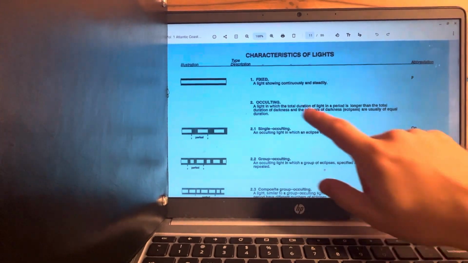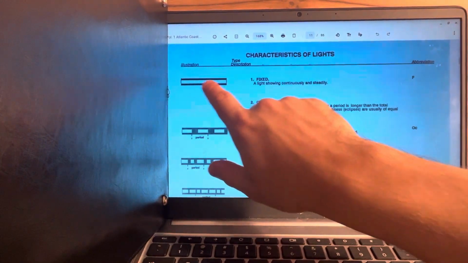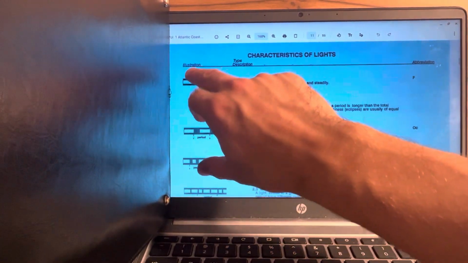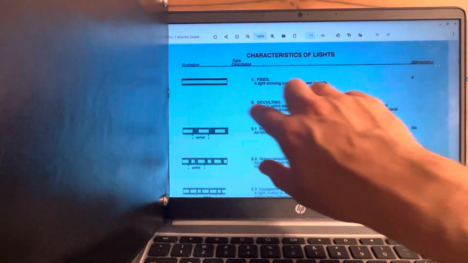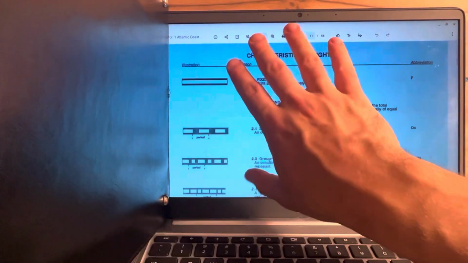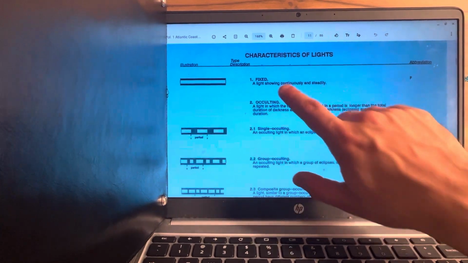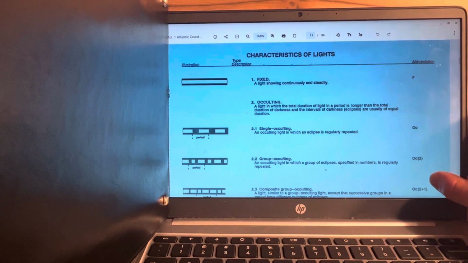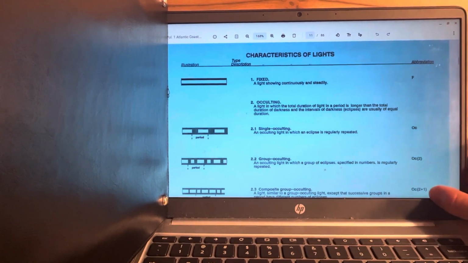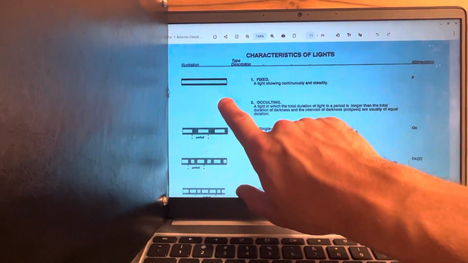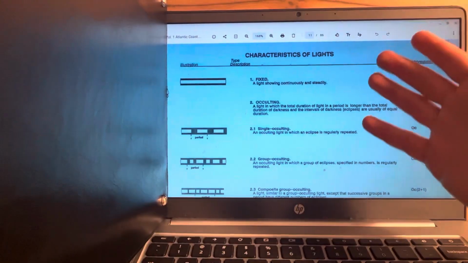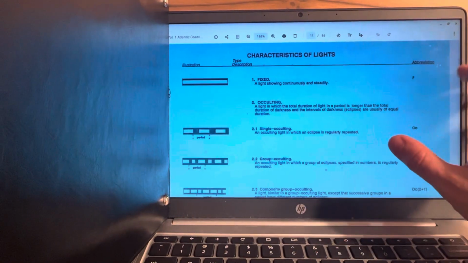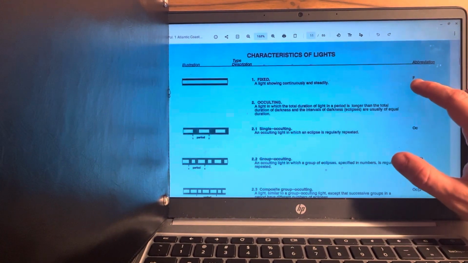The simplest, obviously, is fixed. Well, before we do that, we'll just break this down. This section here just shows a visual representation of, over a period of time, what you would see, whether the light would be on or off. Here's a quick explanation, and then this is the notation you would see on a chart describing a specific light whenever you found it. So first we have fixed. That doesn't require any explanation. It's just always on. It doesn't do anything. It just stays on all the time, and it's always notated with a little F.